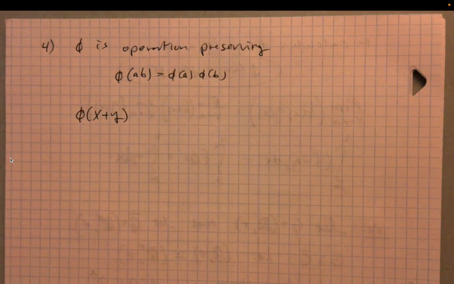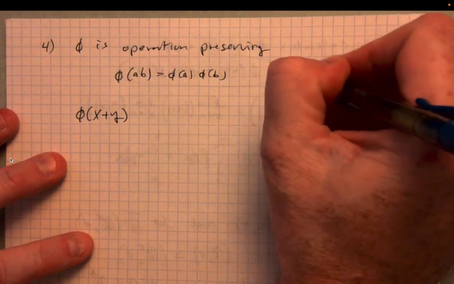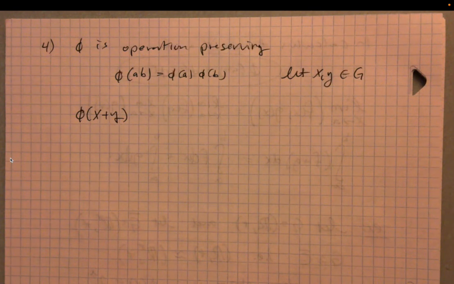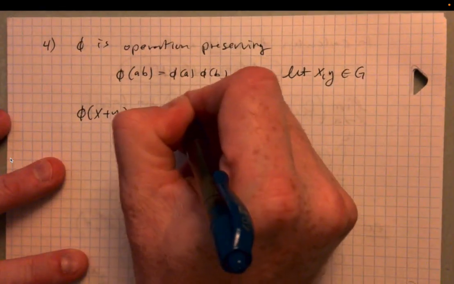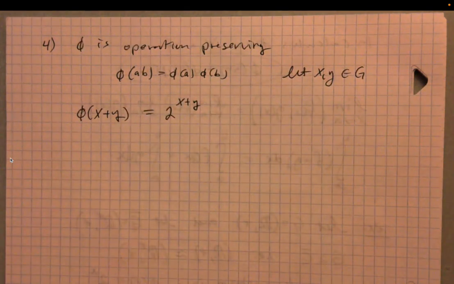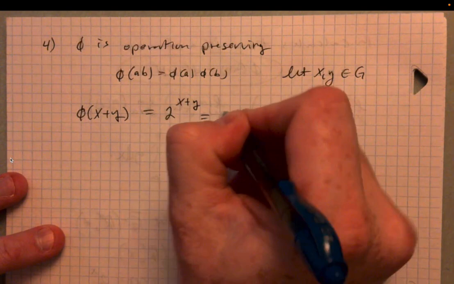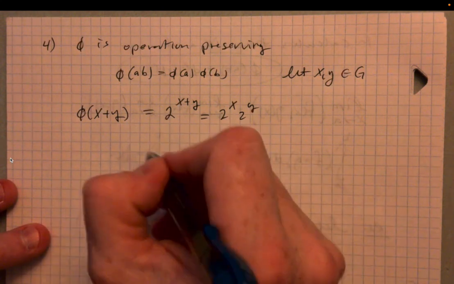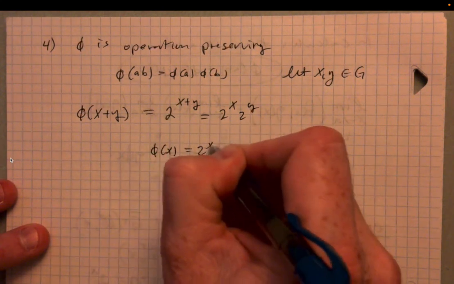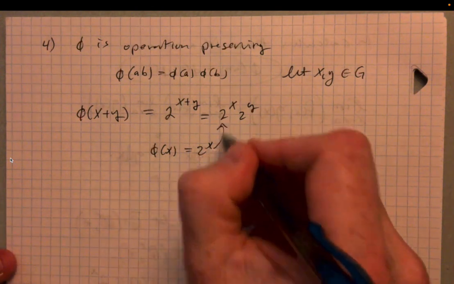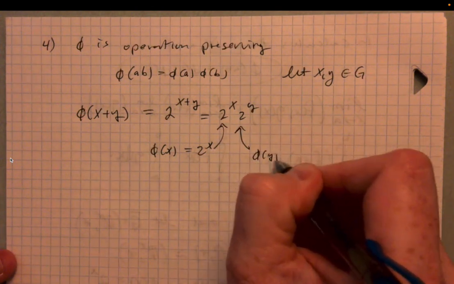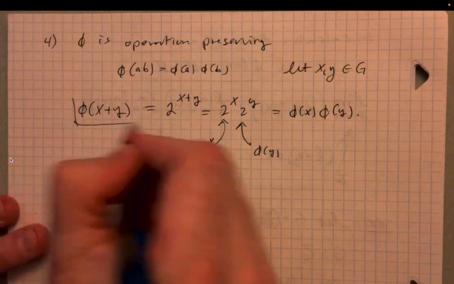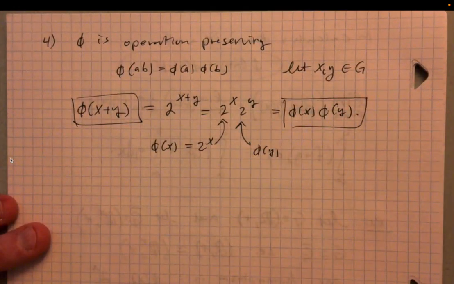So we let x and y be two elements in G. Then I'm going to combine them first and then map. That just tells me that I'm dealing with this, and we know how exponents work. So that would be 2 to the x plus y, and remember the map is just phi of x equals 2 to the x. So this is phi of x, and this is phi of y. So I have phi of x times phi of y. I've shown that phi of x plus y equals phi of x times phi of y.